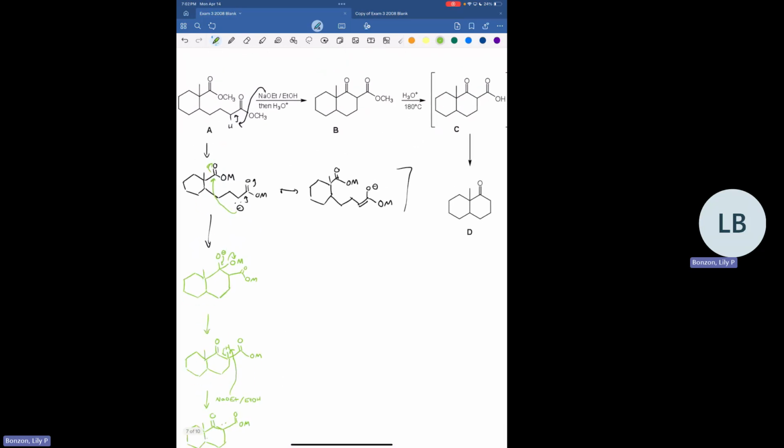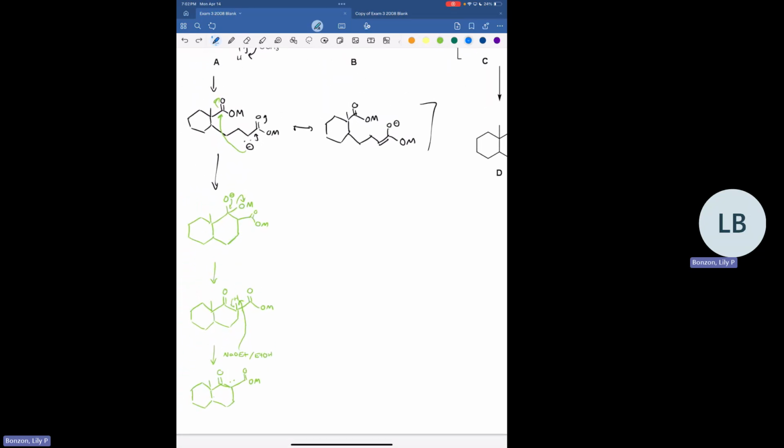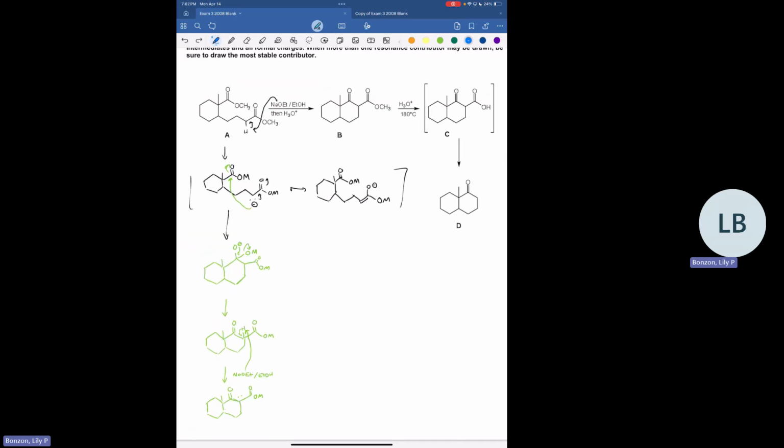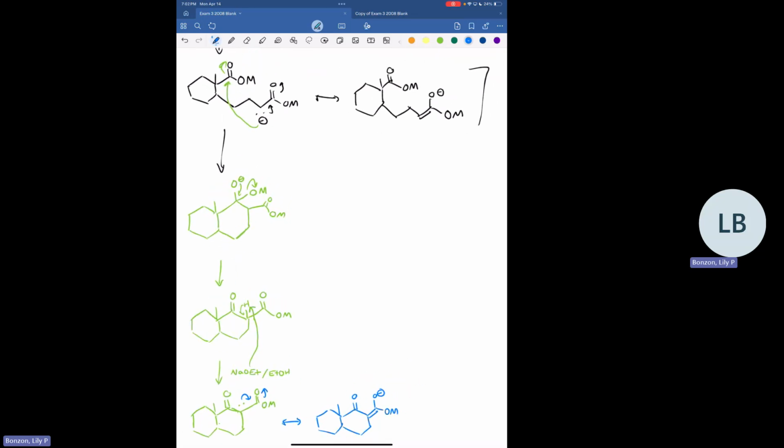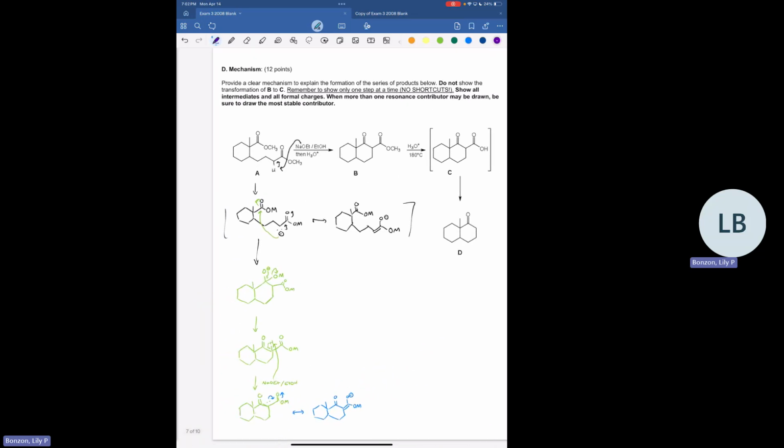And then for B, we do want to have the non-charged version. So we have to show, actually, I don't know. This mechanism is a little bit confusing, honestly. So they show this anion structure to show the enolate that is formed from it. But if we wanted to keep going with that mechanism, we have B right here.